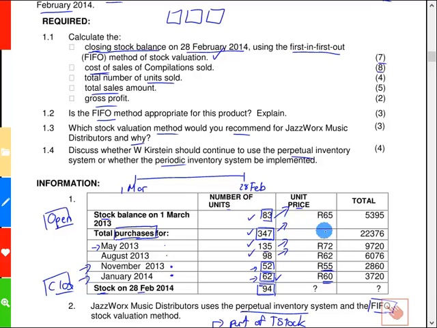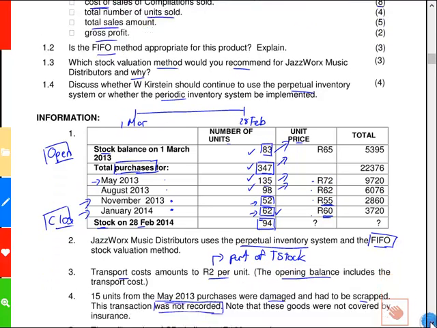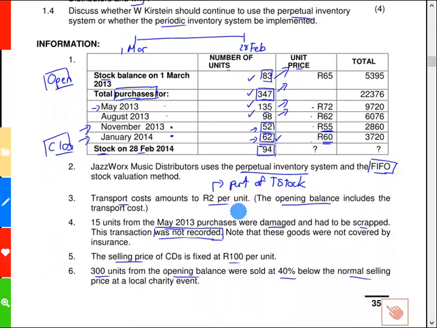We know what the unit price was, all right? We know the purchases had different batches at different prices, okay? So when we're calculating the cost of sales, we're going to have to use the correct cost price. And then we do know that there's one transaction that was not yet recorded, and that was the damaged goods.